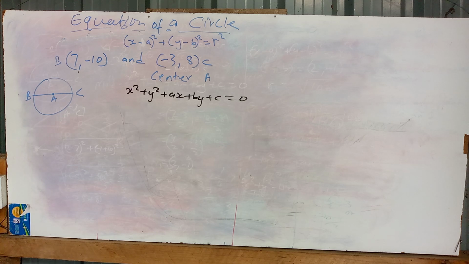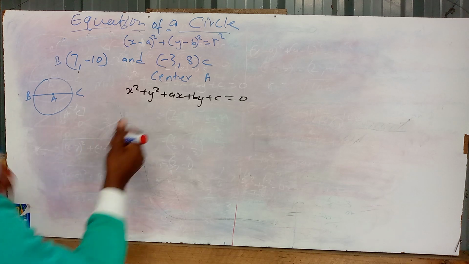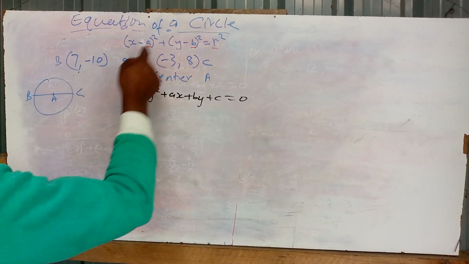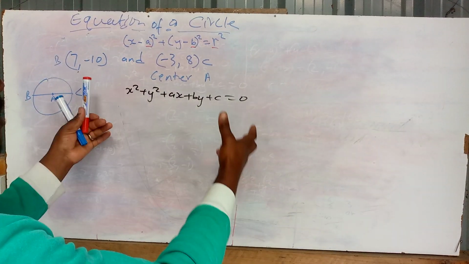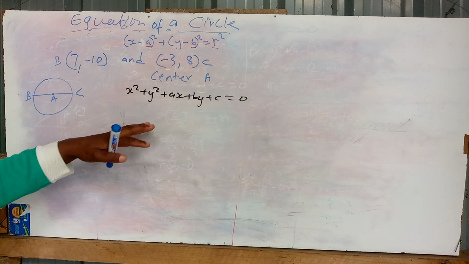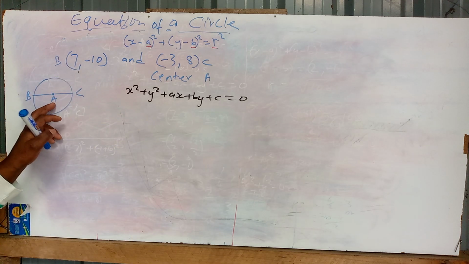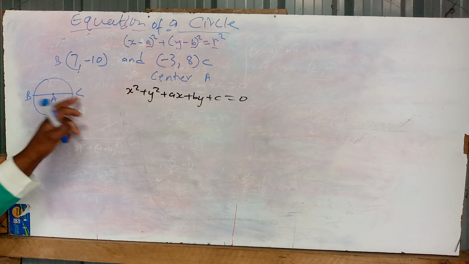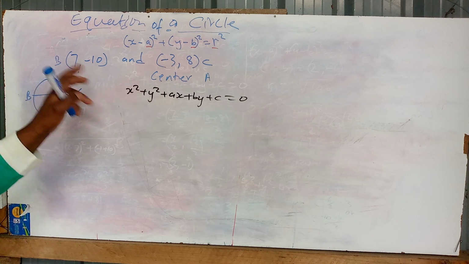Now, something that you have to note is the (a, b) and r. Having (a, b) and r, getting the equation of a circle is very simple. So how do we find the center of the circle, center A? This is just by getting the midpoint of line BC.